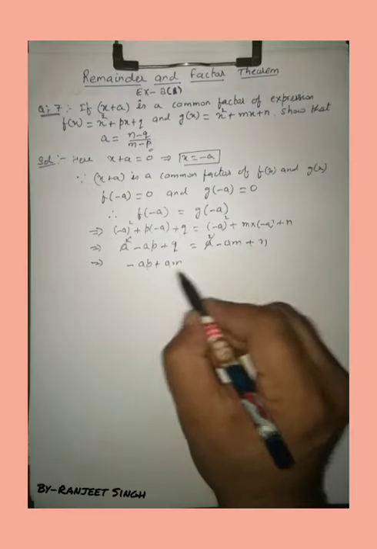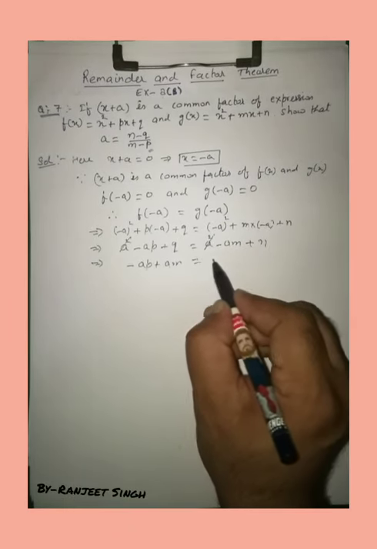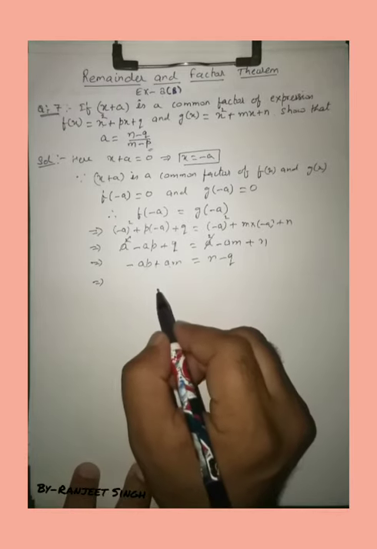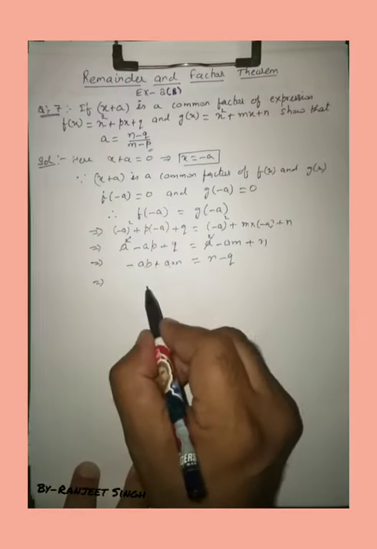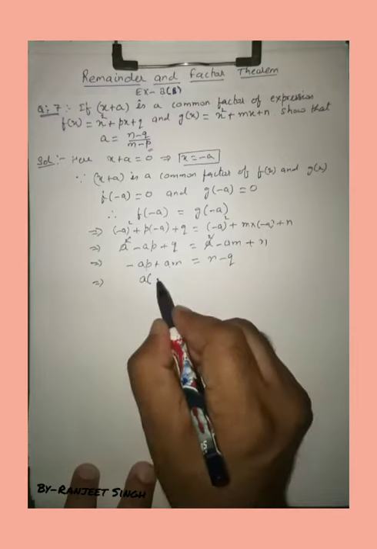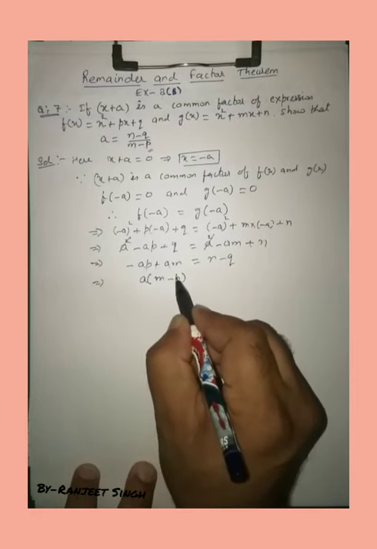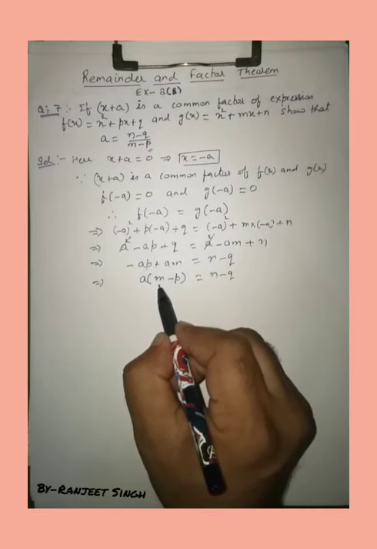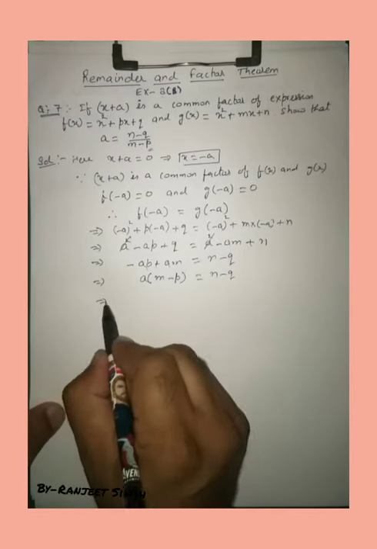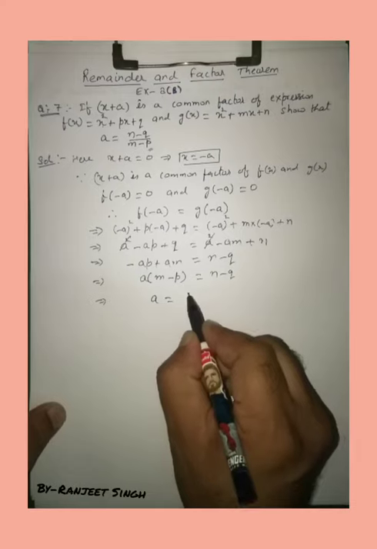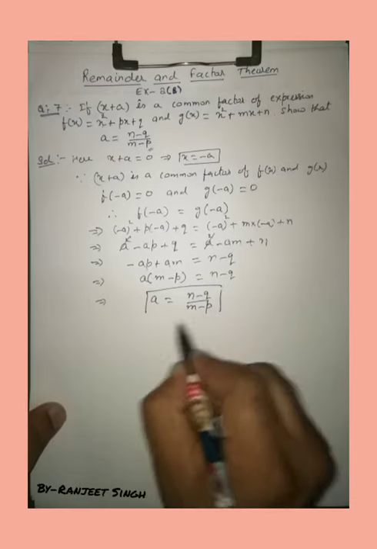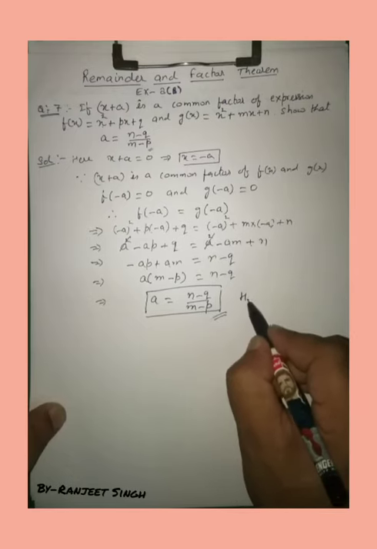I'm taking this minus am down on the left side, and n minus q. Now from these two, since we have to find a, I'm taking a common, so a times m minus p is equal to n minus q. I have taken the positive term first here. So now this implies a is equal to n minus q over m minus p, hence proved.